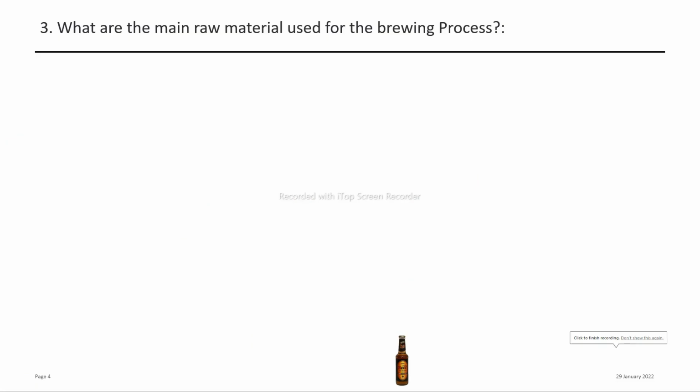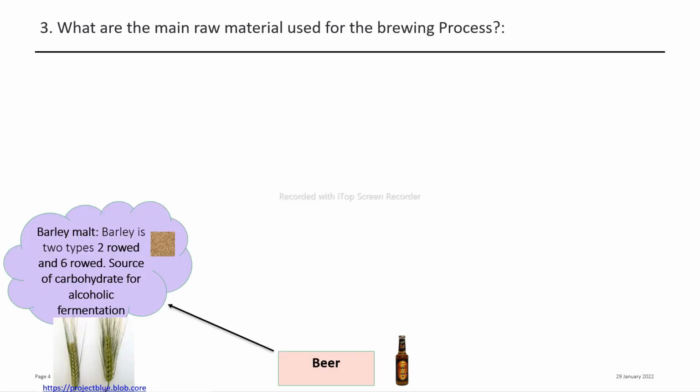What are the main raw materials used in the brewing process? The five main materials which are most required for brewing. First, the barley grain, in which the malted barley grain is the main source of the carbohydrate for the alcoholic fermentation process.